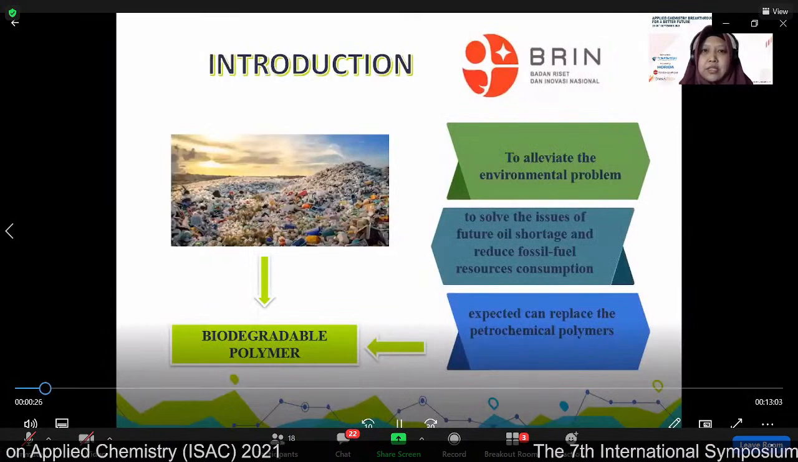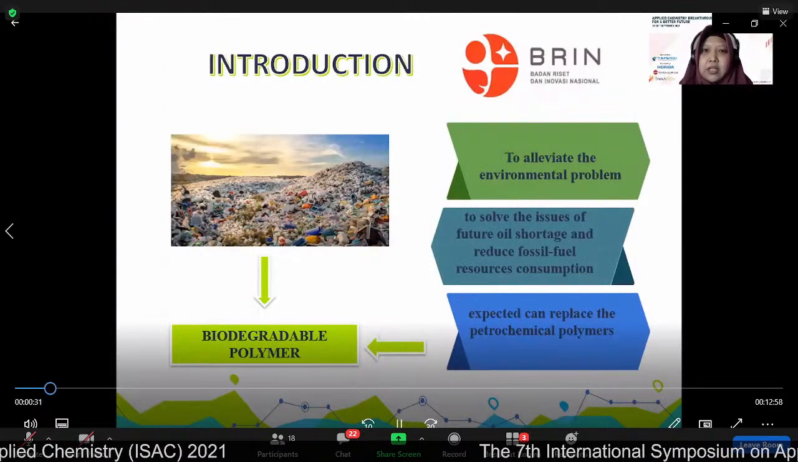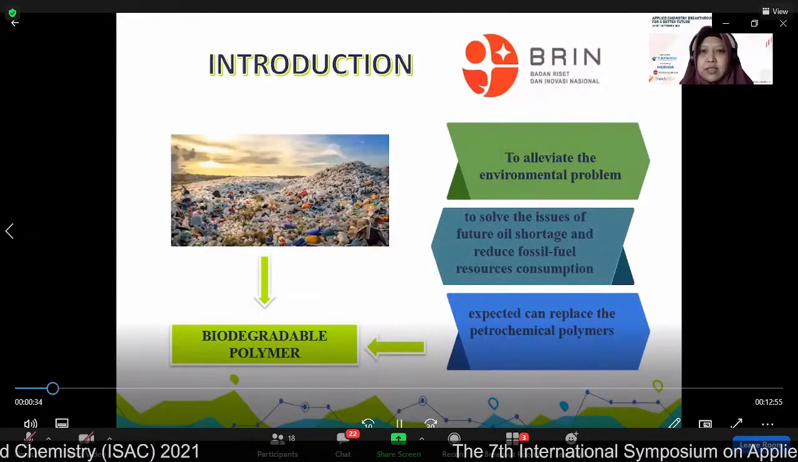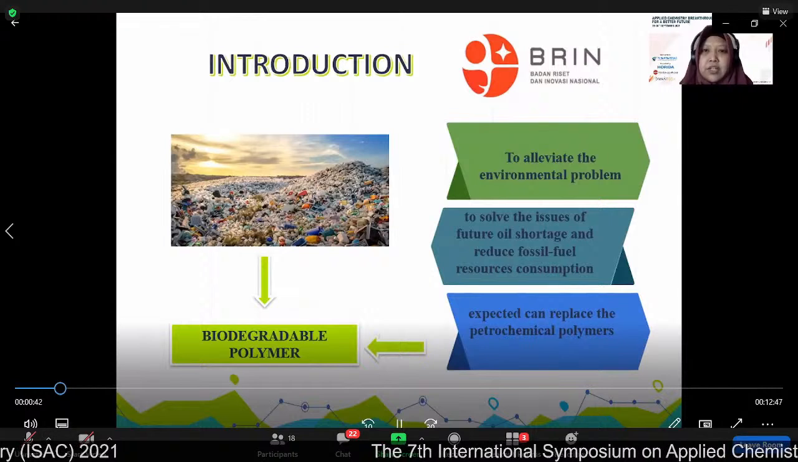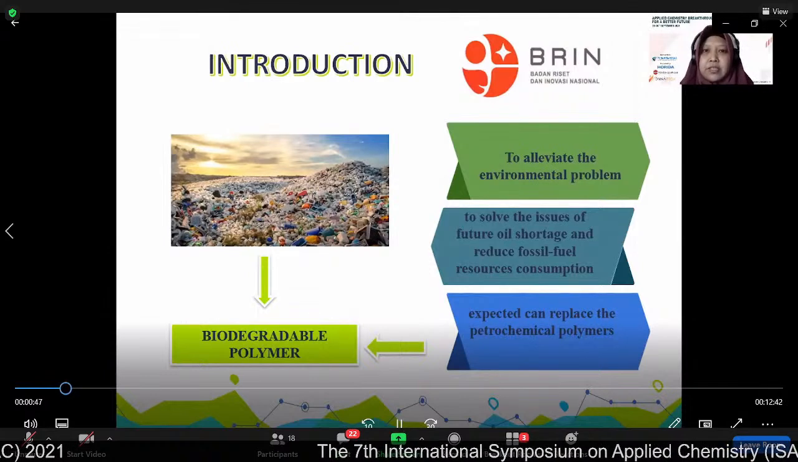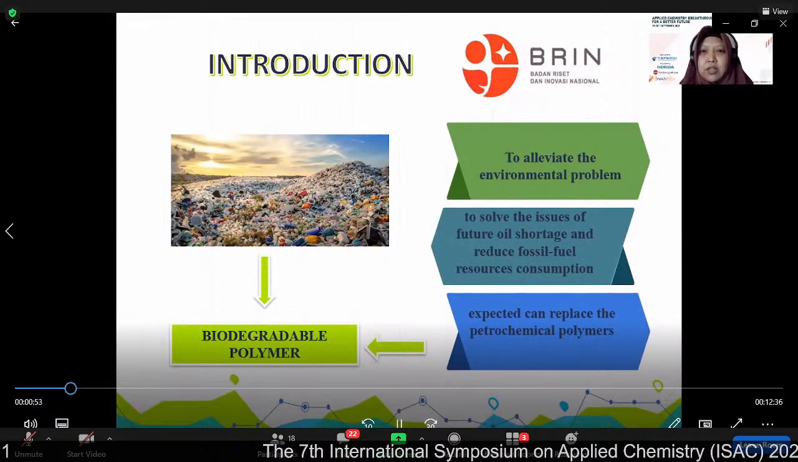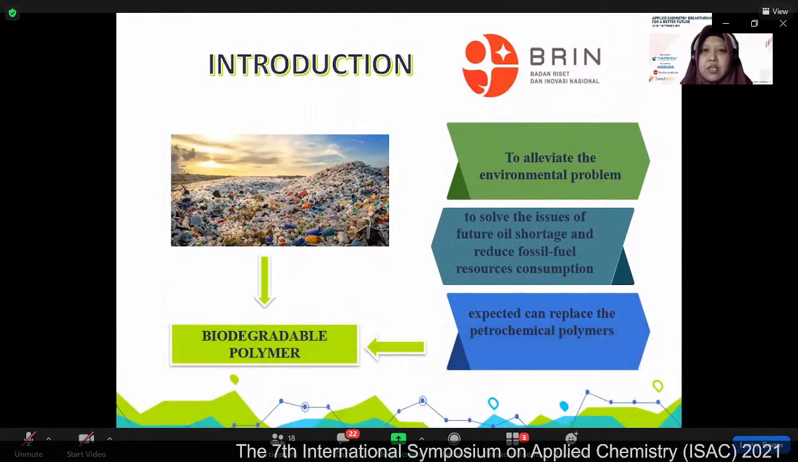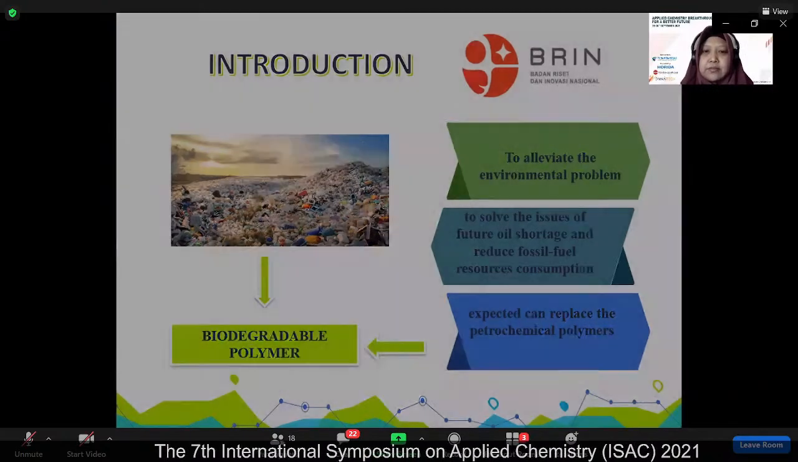The background of this research is the problem of synthetic polymers, as conventional plastic packaging needs a long time to decompose naturally. Therefore, it generates waste accumulation and very high landfill pollution. One of the research studies to alleviate this environmental problem is the development and utilization of biodegradable polymers. In addition, the utilization of biodegradable polymers is also an effort to solve the issue of future oil shortage. So, it is expected to replace petrochemical polymers.